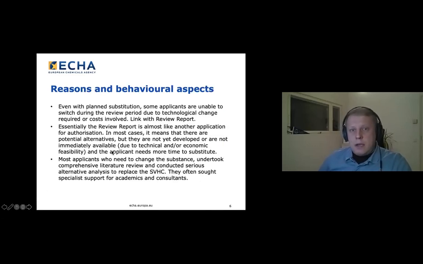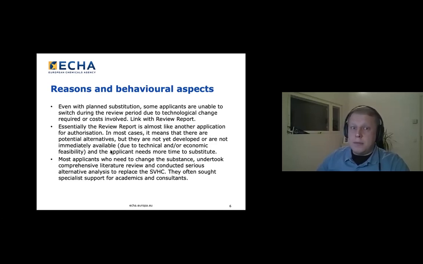This is an interesting slide where we talk a little bit about the reasons and behavioral aspects that we have noticed about companies. Even if there are planned substitutions, some applicants are still not able to switch during the review period. This could be due to technological change and costs involved, and it links quite closely with the review report. Essentially, the review report is almost like another application for authorization.